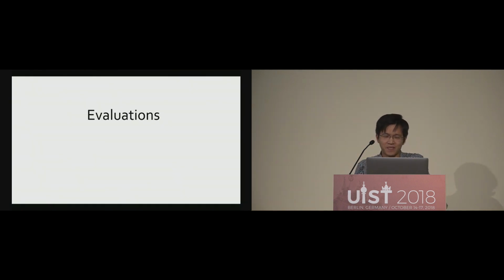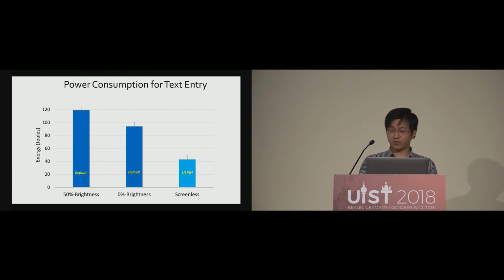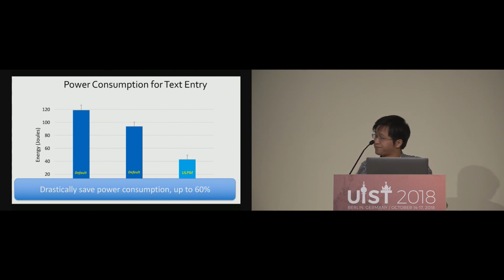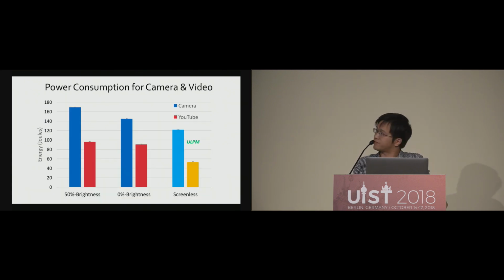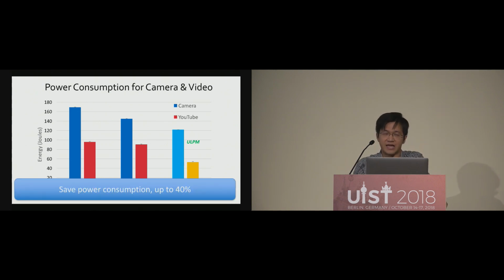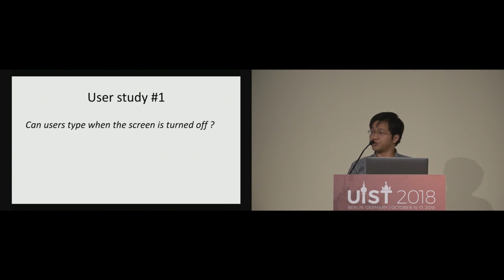Now the evaluation. We did a power evaluation for text entry. The y-axis represents power consumption, so lower is better. Compared with 100% brightness, and even 50% and 0% brightness, screenless interaction on ULPM still outperforms, saving up to 60% of power. Similarly, for using the camera or playing online video, ULPM in the screenless condition also saves up to 40% of power.